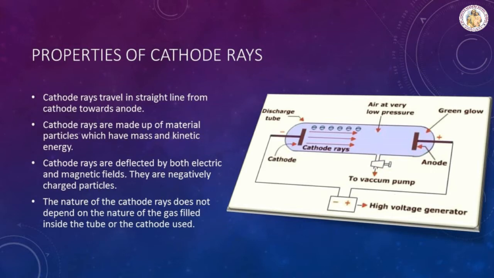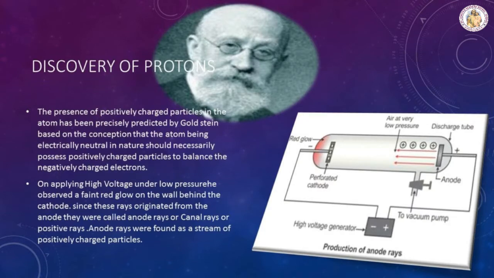Properties of cathode rays. Cathode rays travel in a straight line from cathode towards anode. Cathode rays are made up of material particles which have mass and kinetic energy. Cathode rays are deflected by both electric and magnetic fields. They are negatively charged particles. The nature of the cathode rays does not depend on the nature of the gas filled inside the tube or the cathode used.